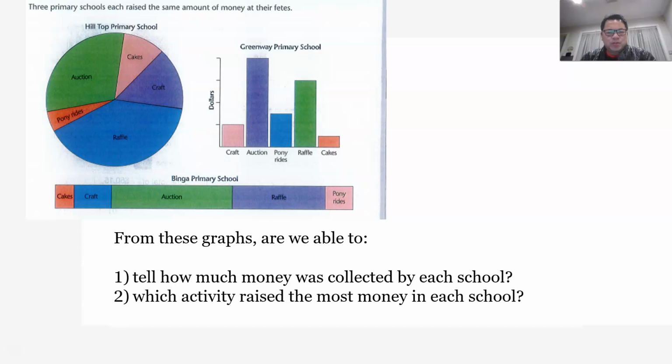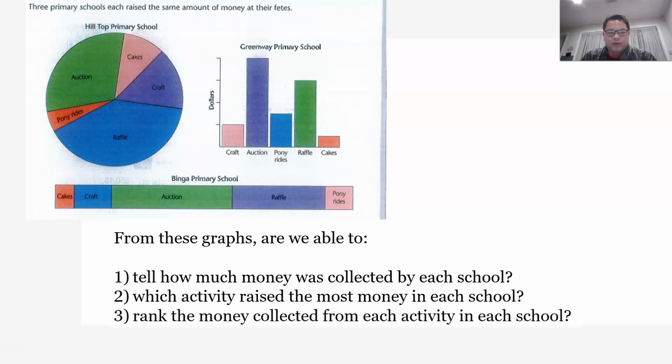What about this question? Which activity raised the most money in the school? Are we able to find that information? Which activity raised the most money in each school? Yeah, seems like it's possible, isn't it? Just by looking at the pie chart, you look at the biggest sector, and for the Greenway column graph, you look at the bar with the highest reading, and of course for Binga Primary, you look at the bar that has the longest representation, isn't it?